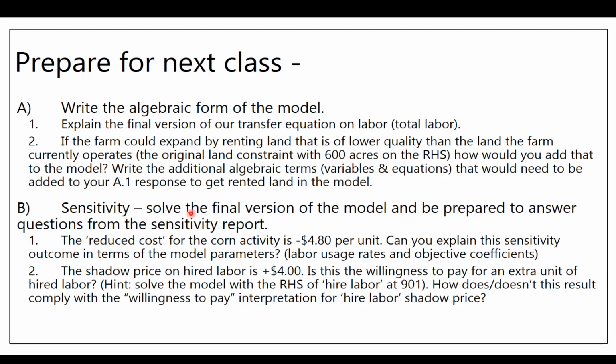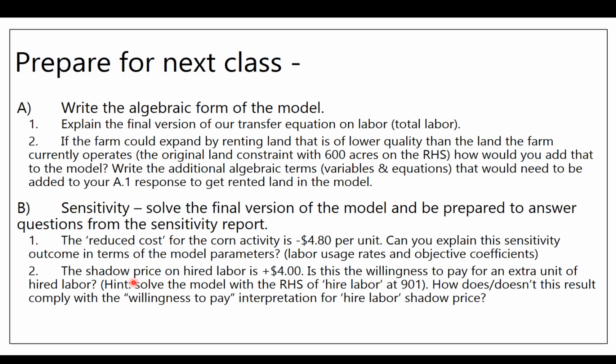And the second part is looking at the sensitivity. So you've got the final version of the model. I want you to be prepared to look at the reduced cost for the corn activity. It's negative $4.80 per unit. Can you explain that in terms of the model parameters? And specifically, I want that number explained in terms of the labor usage rate and objective coefficients. Remember, corn is 0 in the final solution. $4.80 is the penalty we would take on per acre of growing corn when it's not best. And I believe there's an explanation in terms of the labor usage and objective coefficients you can get.